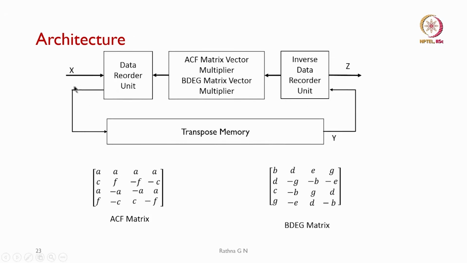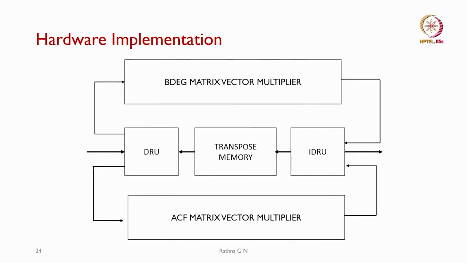So, with the same data you do the transpose of the memory, get it as Y, and feed it in the reverse direction. This is our ACF matrix and this is our BDEG matrix. So, you can go from Y to X or X to Z. This will be transposed and then put in as input. This is how the hardware implementation is going to happen in FPGA.